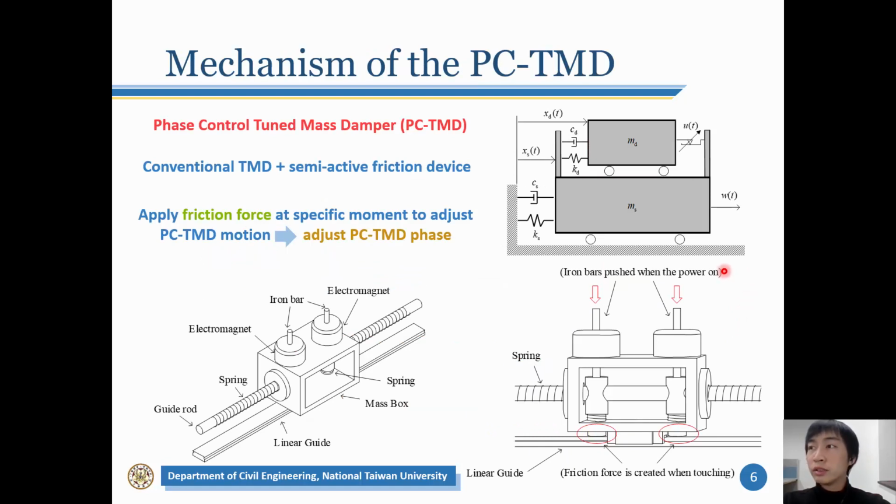So in order to adjust the tuned mass damper phase, we add the friction devices on the traditional tuned mass damper. We hope we can adjust the tuned mass damper motion by applying the friction force. The friction mechanism is just like the brake mechanism on cars, which can be semi-actively controlled. So this is a kind of semi-active tuned mass damper.